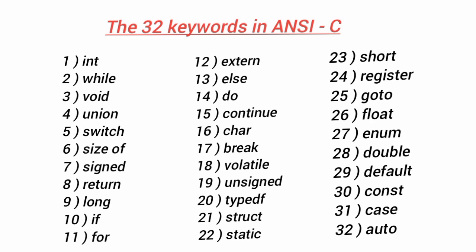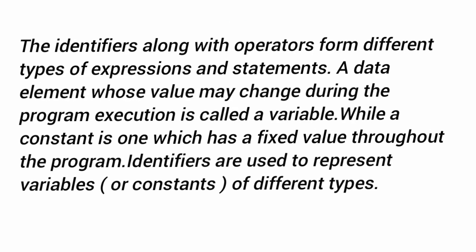The 32 keywords in ANSI C: int, while, void, union, switch, sizeof, signed, return, long, if, for, extern, else, do, continue, char, break, volatile, unsigned, typedef, struct, static, short, register, goto, float, enum, double, default, const, case, and auto. The identifiers along with operators form different types of expressions and statements.